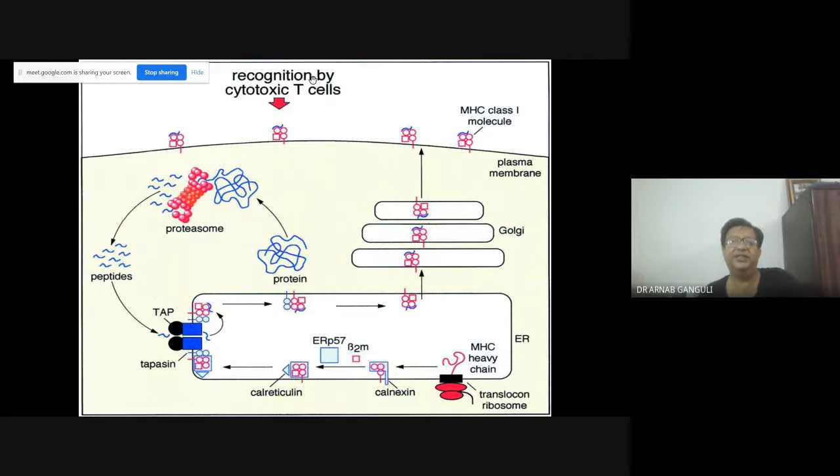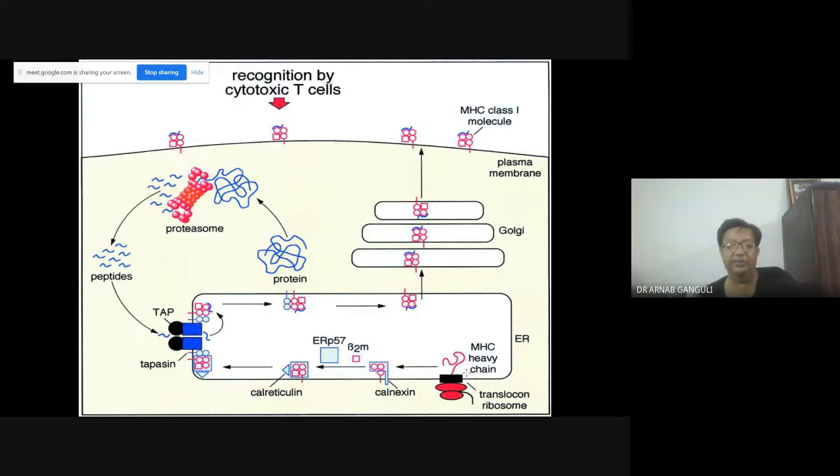Recognition by cytotoxic T cell. So this is the proteasome. The protein is caught by the proteasome and broken into peptides. The TAP complex takes it into the endoplasmic reticulum. It is the MHC heavy chain.